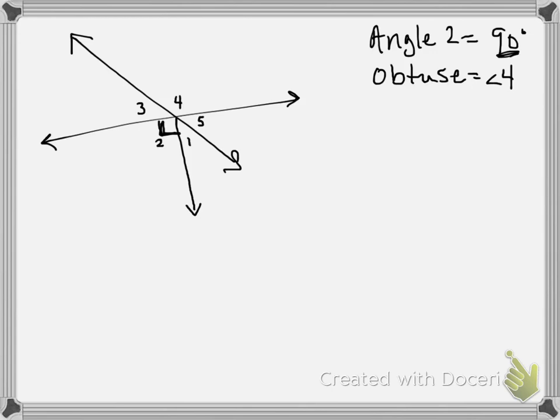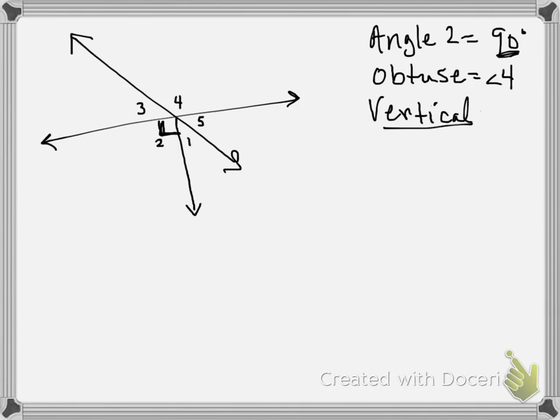Okay. The rest of the angles, number 1, angle 3, and angle 5, are going to be acute because they are smaller than 90 degrees. All right. We also know that there are things called vertical angles.